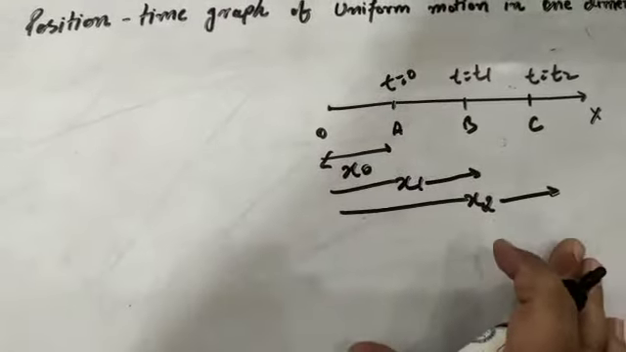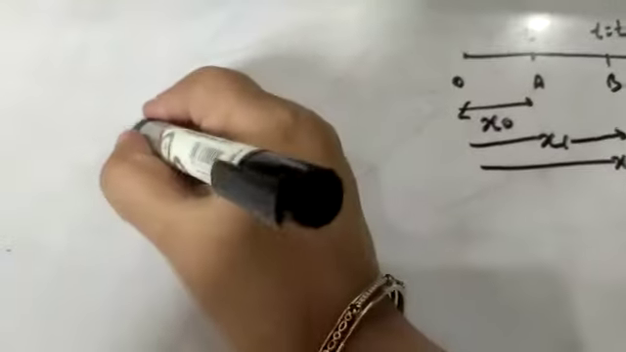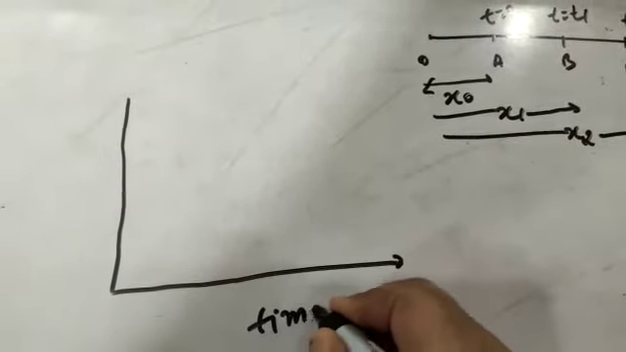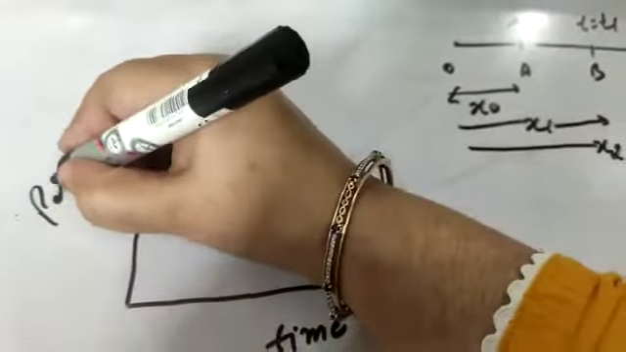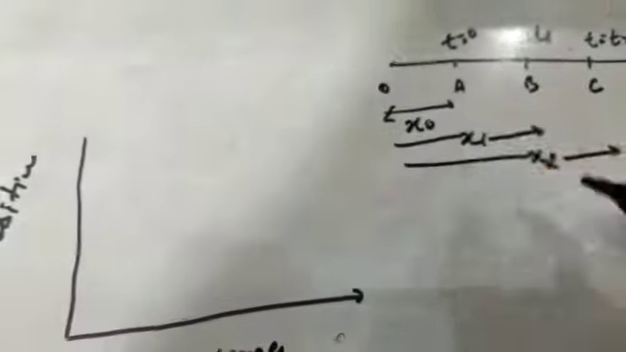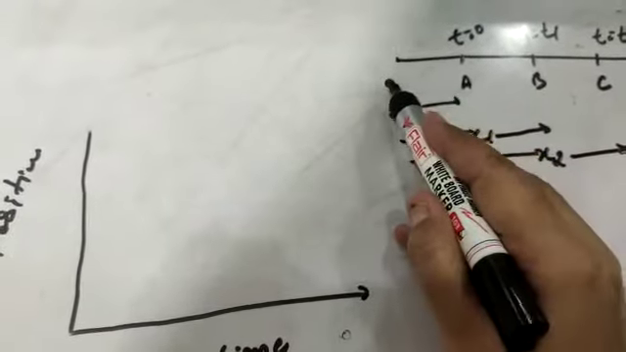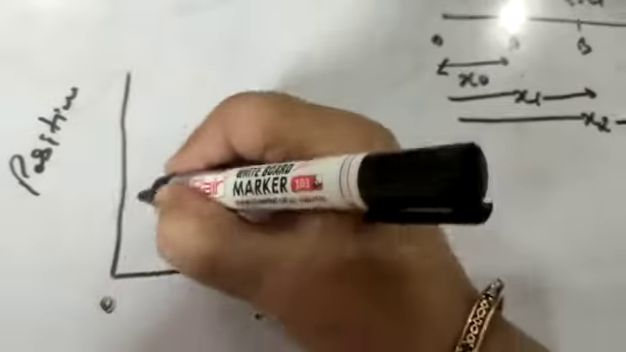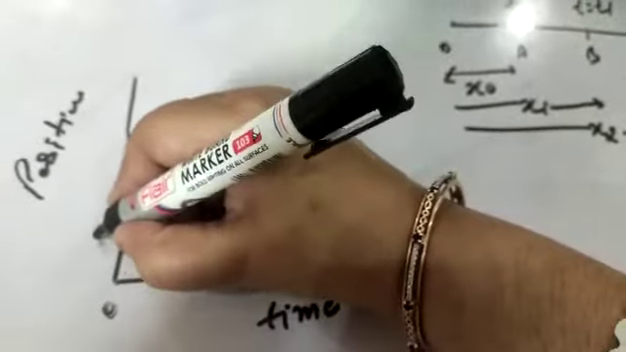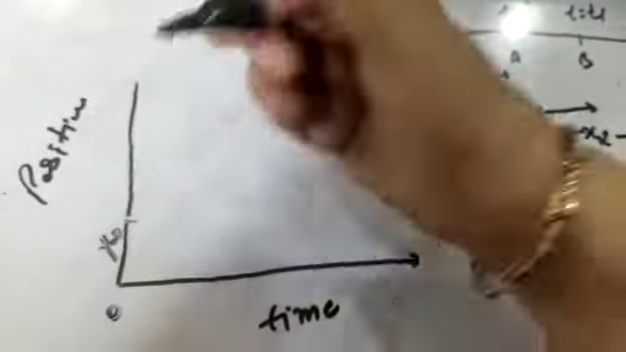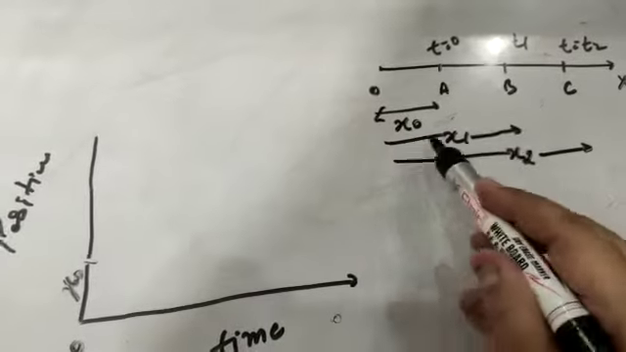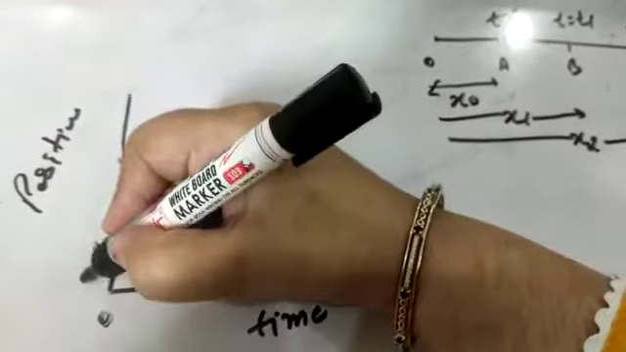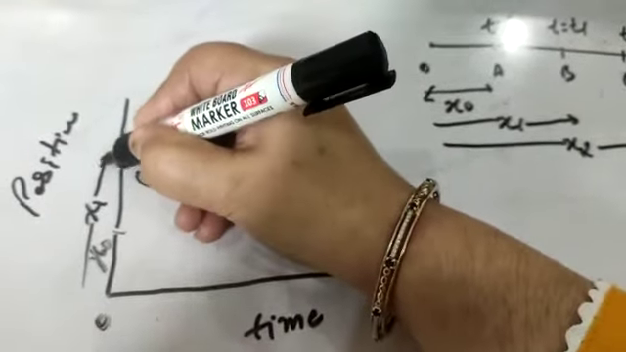Now let us try to draw the graph for this. If I draw the graph for position time measurements, this is time, this is position. Now see here, O is the origin for position measurements, which is x0. So O to A we are having position x0, right? Now O to B we are having position x1. I am drawing here B. This position is x1, right?